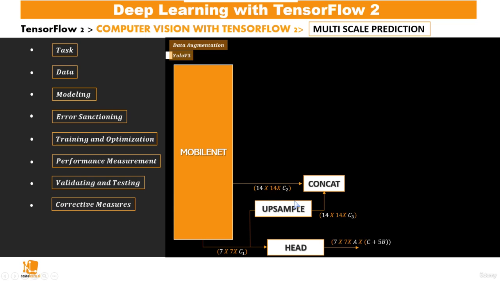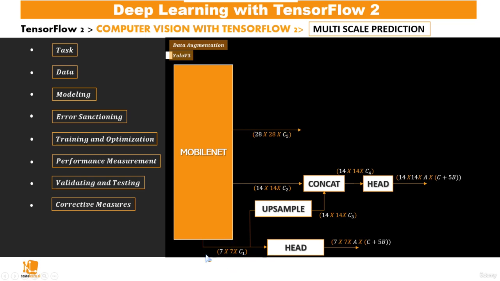Then, since the height and the width are all the same, we do concatenation on this channel dimension. Now this concatenation is done such that we have C2 plus C3 equals C4, and we have this output tensor 14 by 14 by C4. And then we pass this through another head similar to this, and what we get is 14 by 14 by 3 by 27.